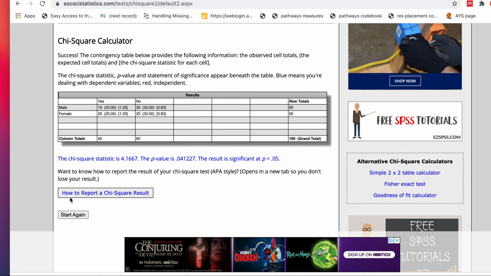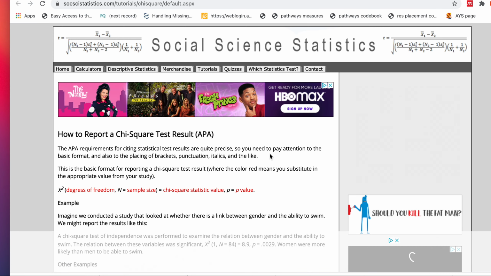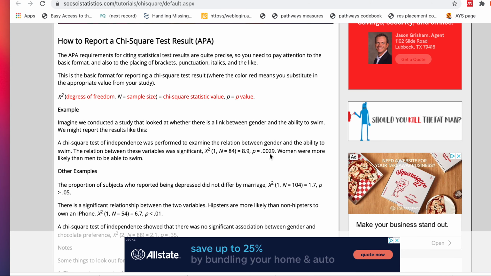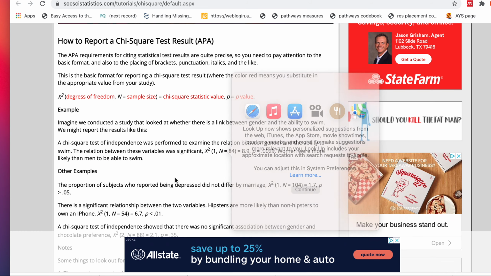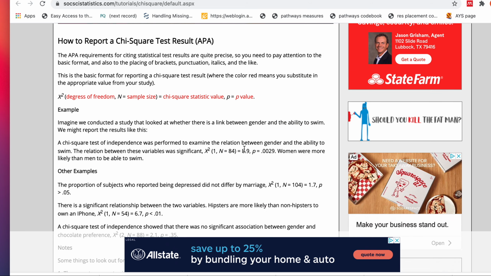When we're reporting a chi-square result in APA, which is a format that we use in this class, we're going to use the degrees of freedom, the sample size, your statistic, and then your p-value. So right here is all you need to report. There, this that I highlighted is what you need to report.